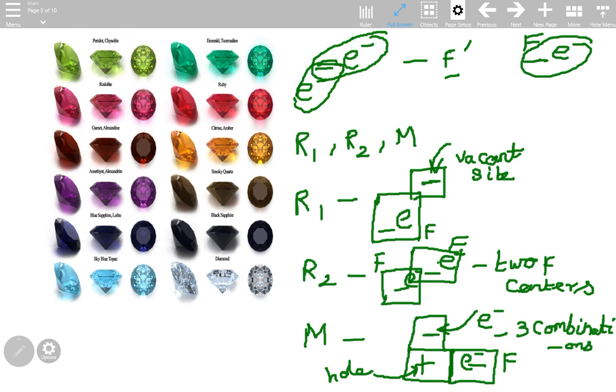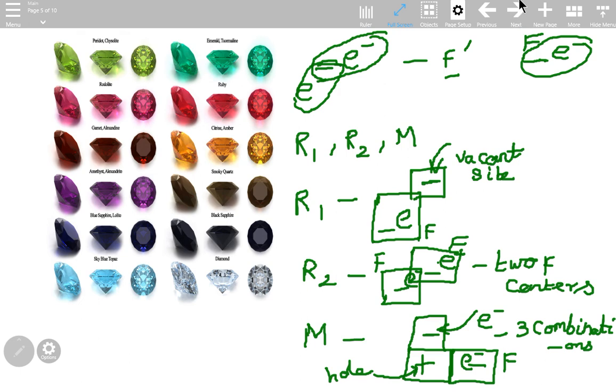So going back to the F center, it is where a negative vacant site has been taken by an electron. F prime, or F dash, is where a single negative vacant site has been taken by 2 electrons. So we cannot take it as 2 F centers, but it is taken by 2 electrons, which is called F prime.